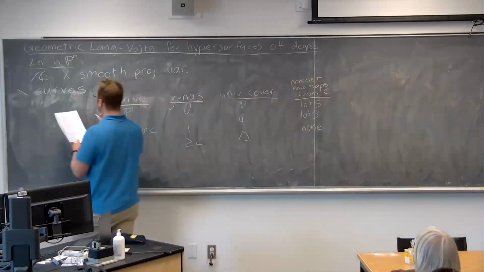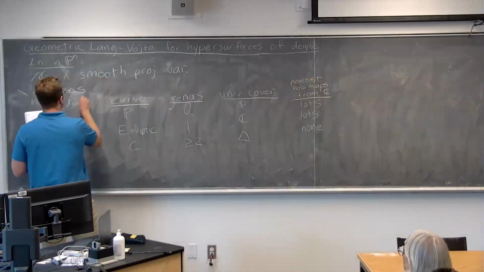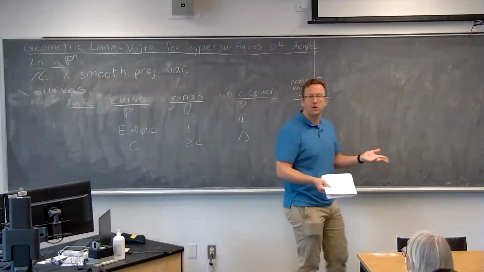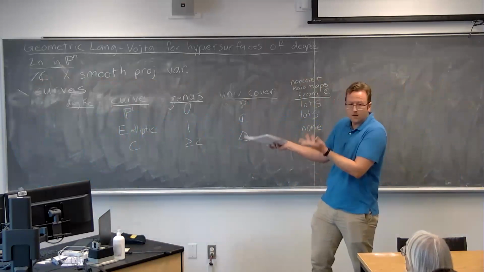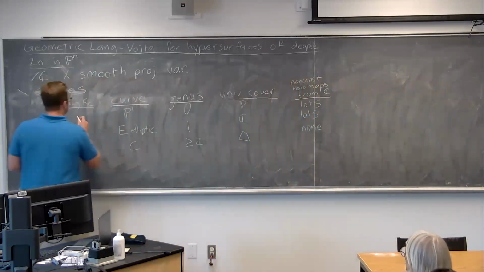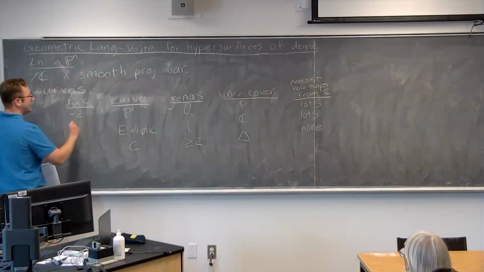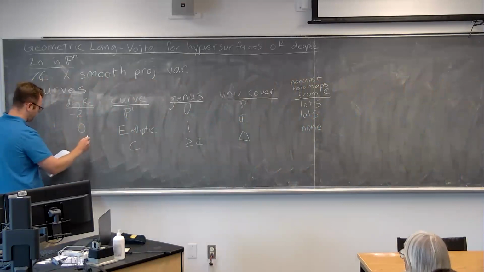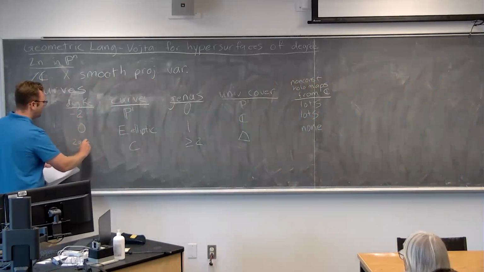Let's also think about the degree of the canonical bundle of C. Remember, the canonical bundle is the top exterior power of the cotangent bundle. That's a line bundle on a curve. The degree of it is 2g minus 2. So for P1, the degree is -2. For an elliptic curve, the degree is 0. And for a higher genus curve, it's 2g minus 2, which is positive.